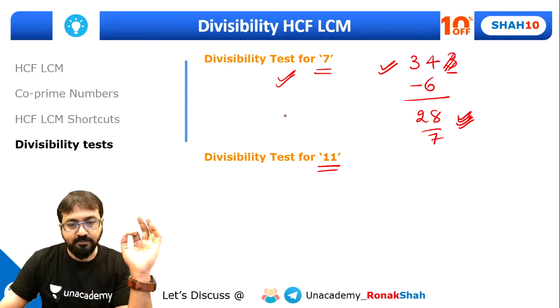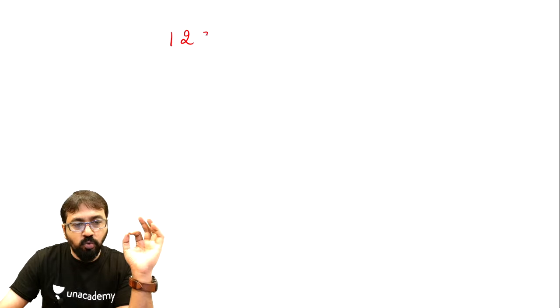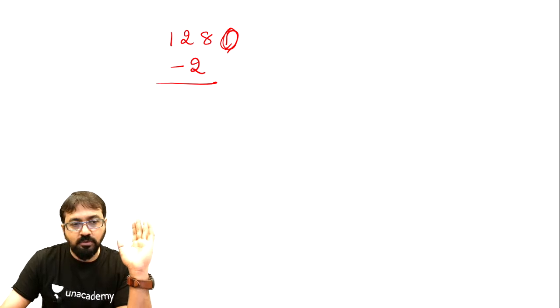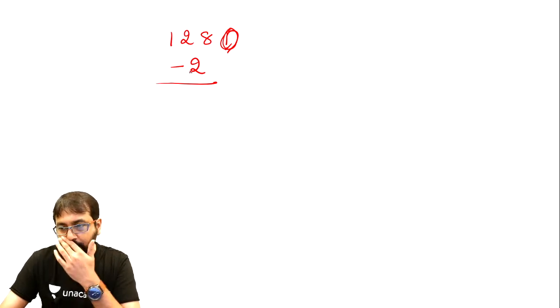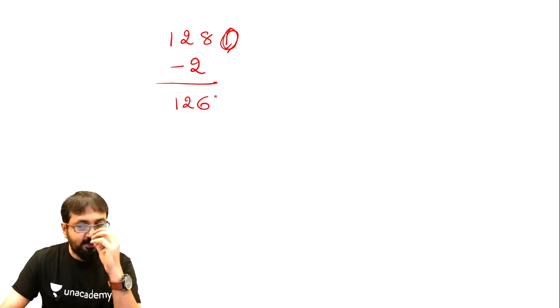Let's take one more example guys. Suppose the number is 1281. So what is the last digit? It's 1. What is the double of 1? It's 2. Subtract 2 from remaining number, that is 128 से 2 subtract करो. So 128 minus 2 is 126, right?